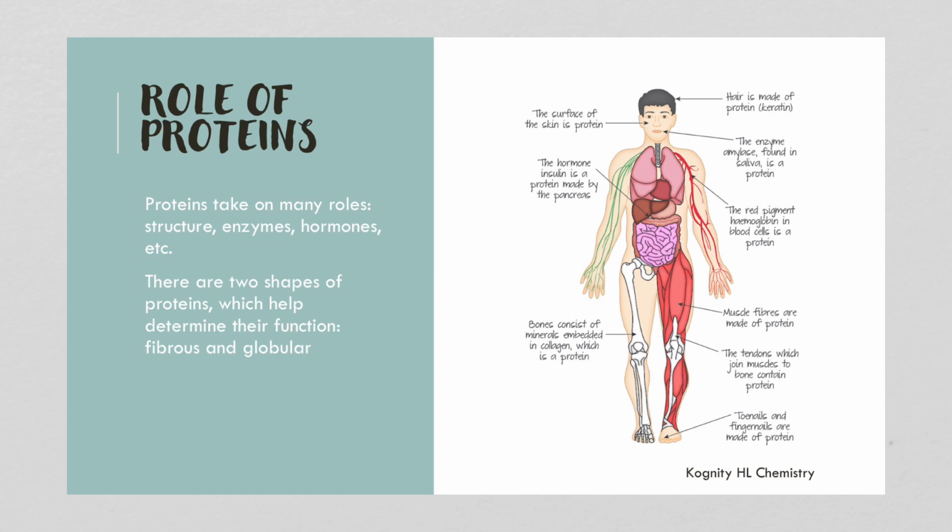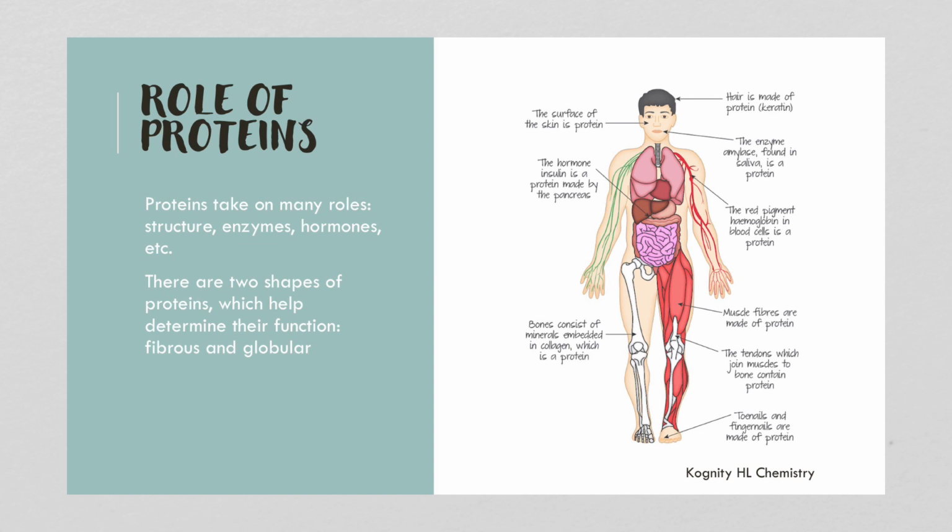Amylase is an enzyme. We have the pigment in our blood cells that gives our blood its red color, so hemoglobin is a protein. Bones have minerals embedded in collagen, which is a protein. Muscle fibers are protein, tendons are proteins, toenails and fingernails are made of protein as well.